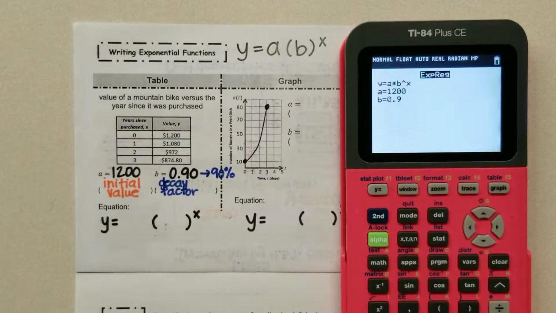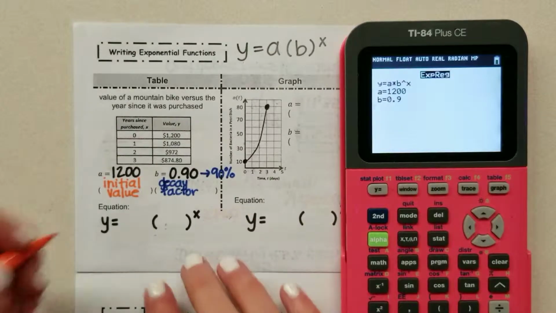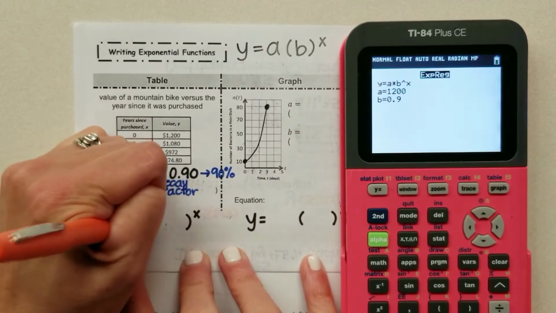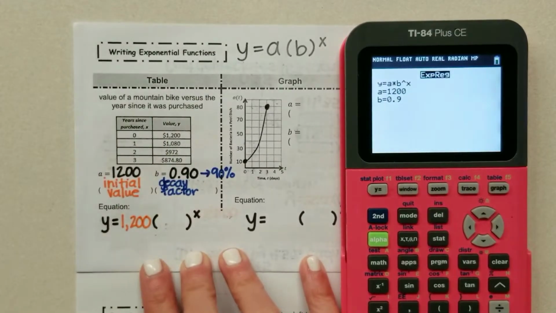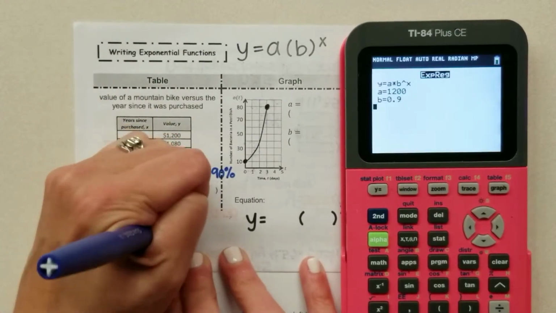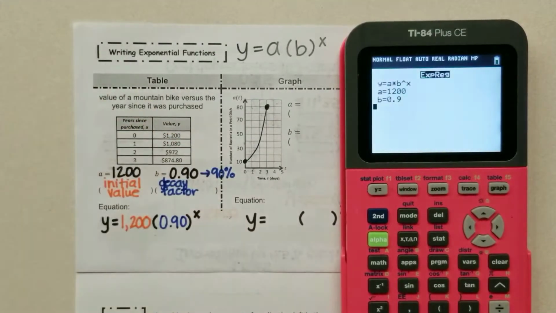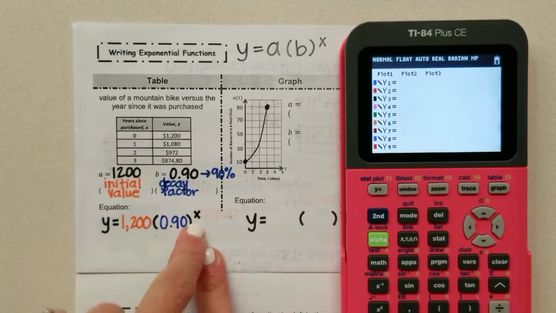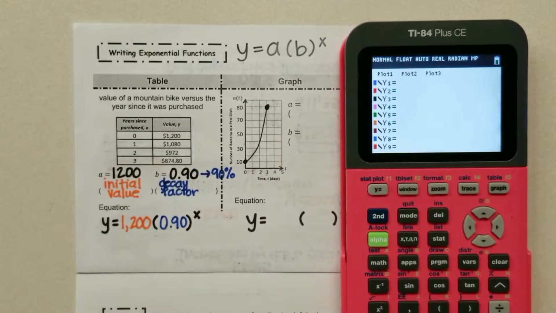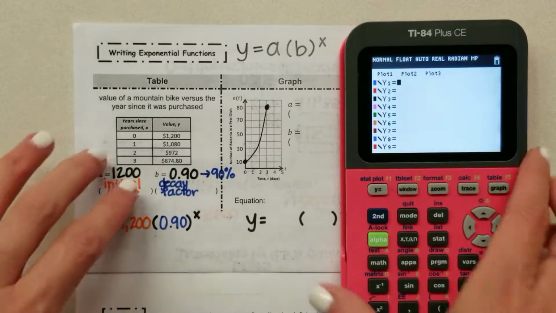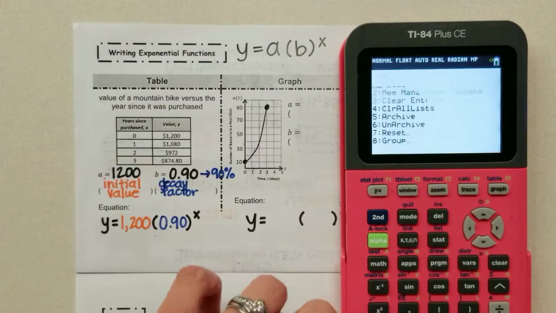So we're going to go ahead and write our equation. So we're going to get y equals 1,200 times 0.90 to the x. My decay factor is 0.90, so I am losing 10% of my value, and that's all we need to do. And then if you want to make a prediction, we just go to y equals, type in our equation, and then we either go to the graph or the table to answer whatever the question needs us to. All right, let me go ahead and clear my calculator.